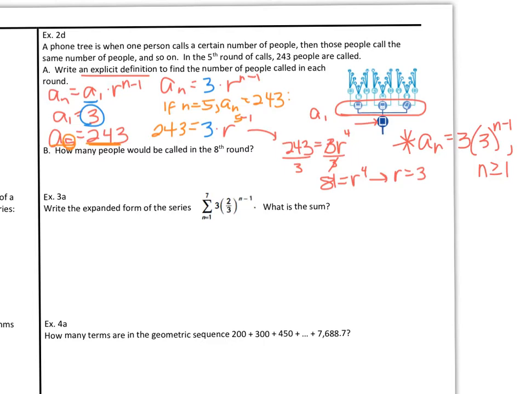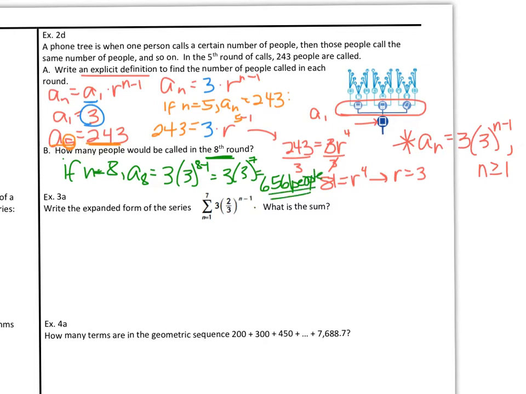Now, using that information, how many people would be called in the 8th round? That means n equals 8. So if n equals 8, then a sub 8 equals 3 times 3 to the 8 minus 1 power, which would be 3 times 3 to the 7th power. And if you plug that into your calculator, in the 8th round, 6,561 people would be called. So there's just a little bit of application.